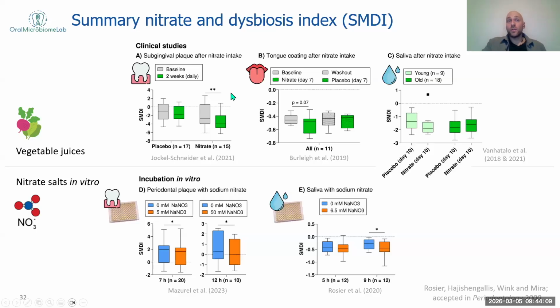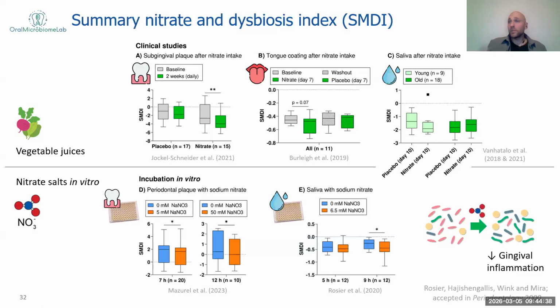Nitrate intake appears to lower the dysbiosis index of subgingival communities and perhaps of tongue communities as well, but this should be confirmed in a larger population, while the effect on saliva communities was not that clear. When incubating saliva with nitrate, however, there were dysbiosis lowering properties, and also when incubating subgingival plaque with nitrate, there was a decrease in the dysbiosis index. So in summary, we can say that there is some evidence that shows that nitrate can improve the microbial composition of subgingival plaque and reduce gingival inflammation.